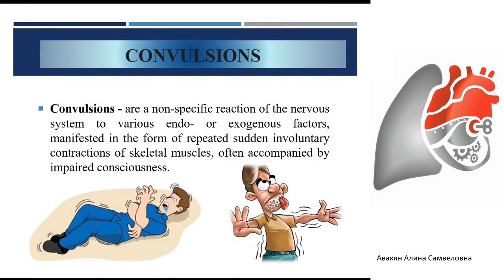Convulsions. Convulsions are a non-specific reaction of the nervous system to various endogenous or exogenous factors, manifested in the form of rapid, sudden, involuntary contraction of skeletal muscles, often accompanied by impaired consciousness.